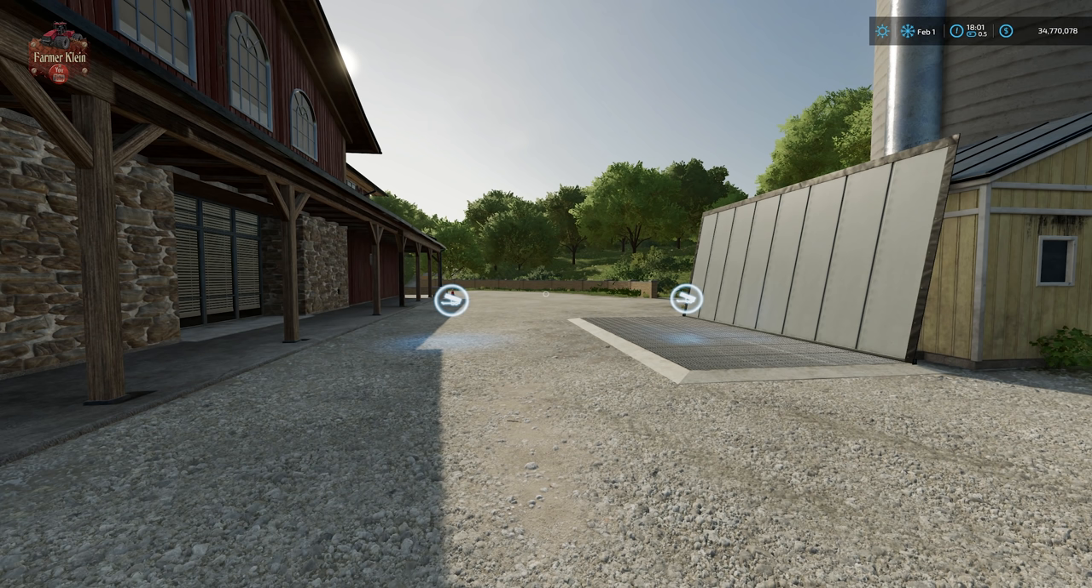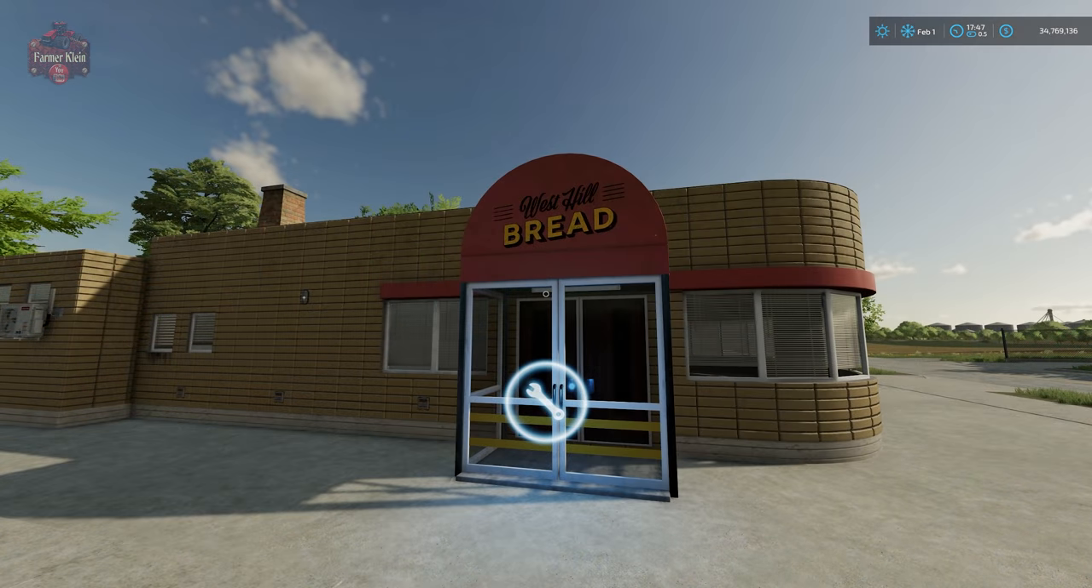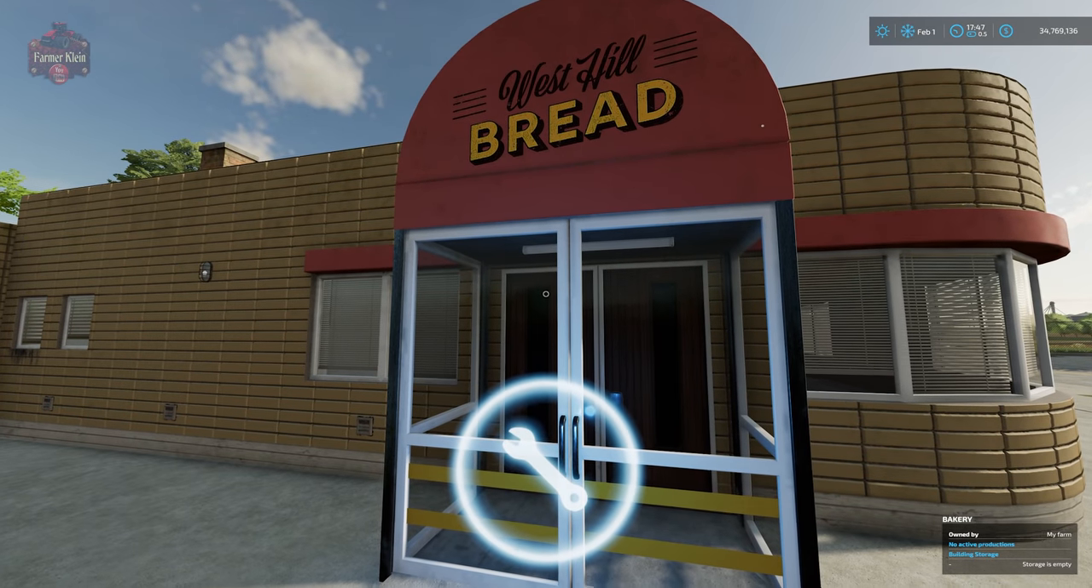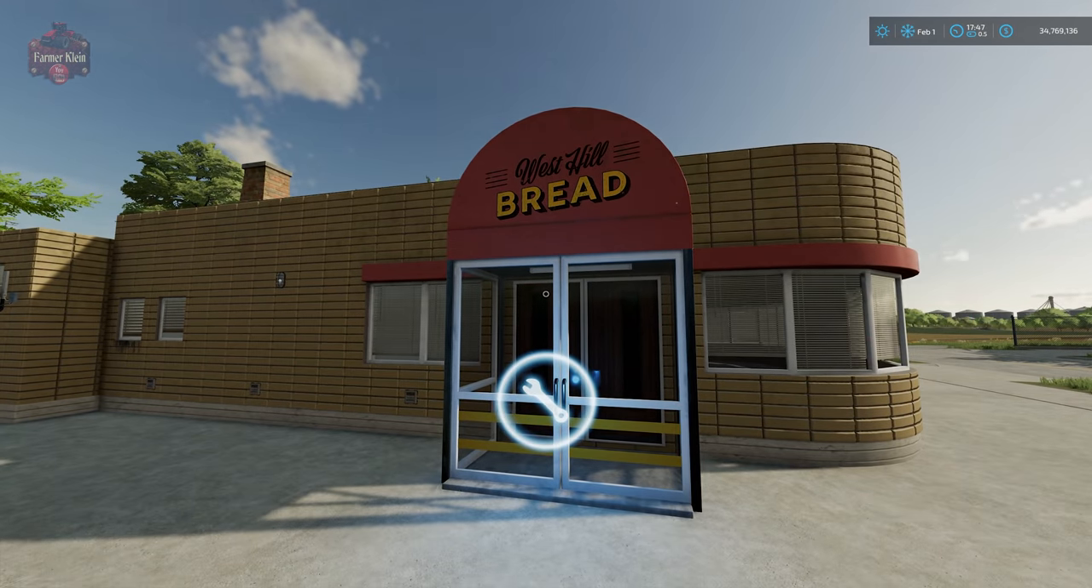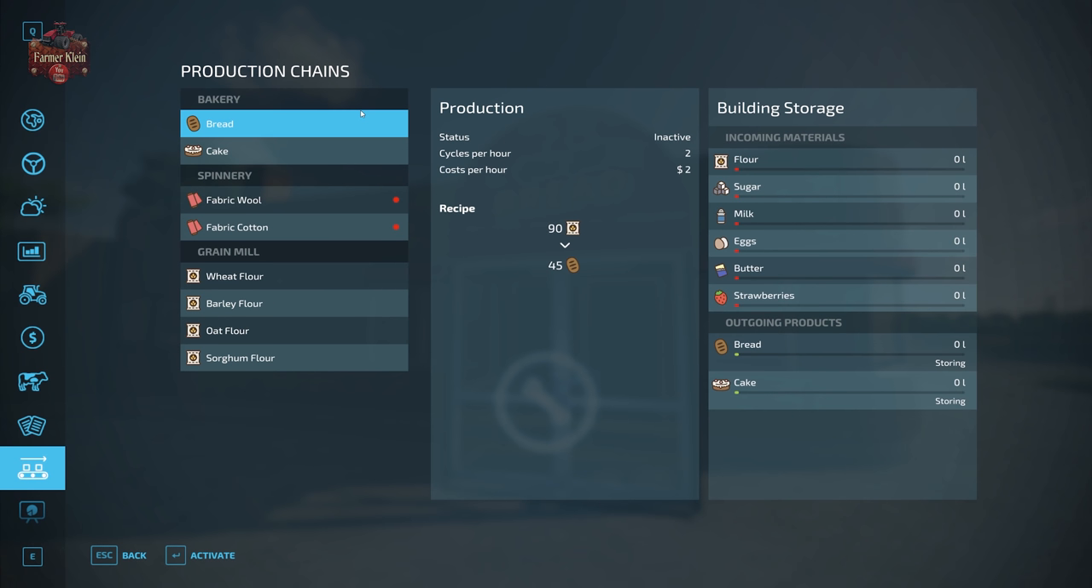Now, just one final question to ask. What about distribution? Well, let's find out. So we're down here at the bakery, just so we can see how much product we quickly get transferred over here. Let's go to our production and change this to distributing. Again, our flour production is inactive. Our bread production is inactive, so we don't have to worry about that.